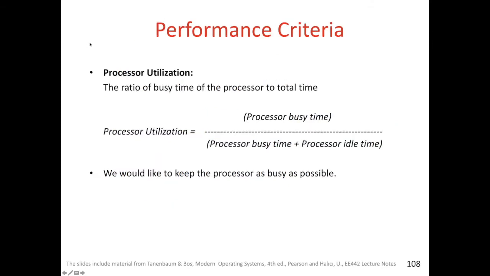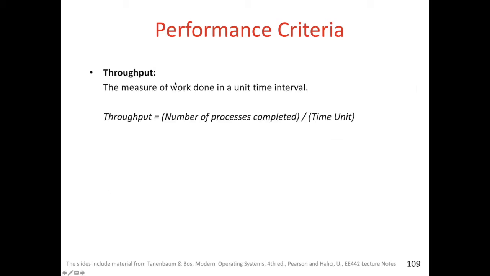The values of the mentioned performance criteria are calculated as follows. Processor utilization. This is the ratio of busy time of the processor to total time. It is calculated as processor utilization equals processor busy time divided by processor busy time plus processor idle time. We would like to keep the processor as busy as possible. Throughput. This is the measure of work done in a unit time interval. Throughput is calculated as number of processes completed divided by total time.